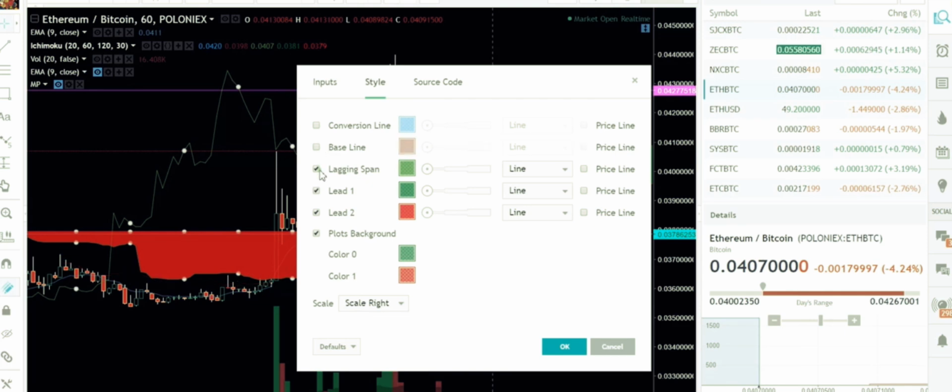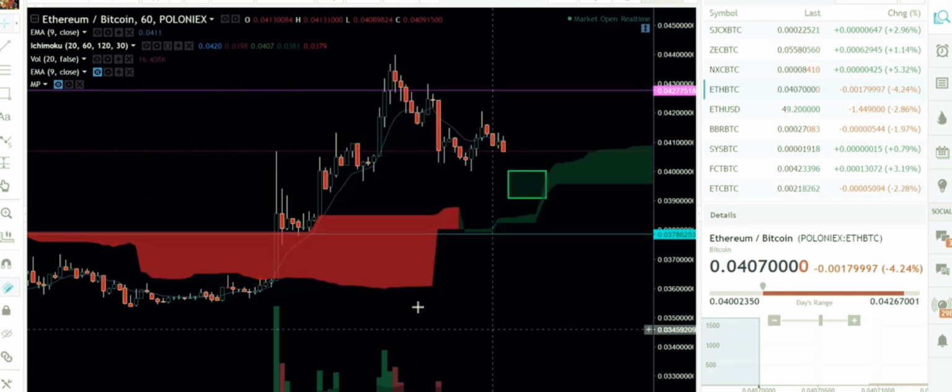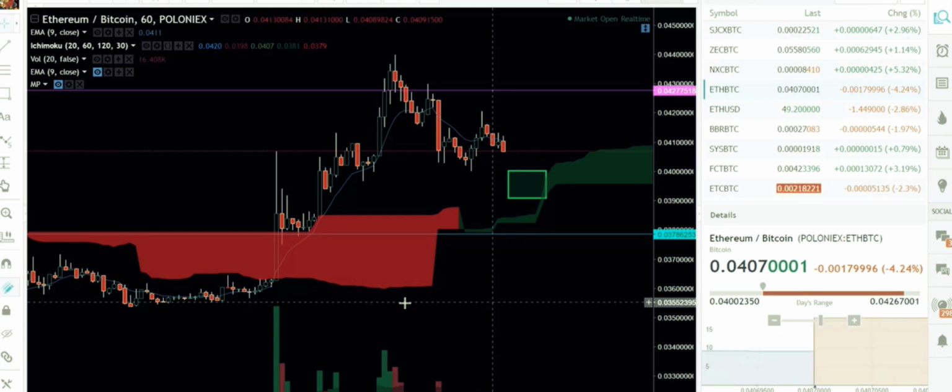I basically get rid of all that stuff, and I just want the cloud in its simplest form to tell me the simplest information to add as confluence to my strategy. When we're looking at this from an Elliott wave perspective and an Elliott wave analysis, we already have a certain idea of how the market structure is going to be, how the market's going to unfold. We already have that little blueprint in our head.